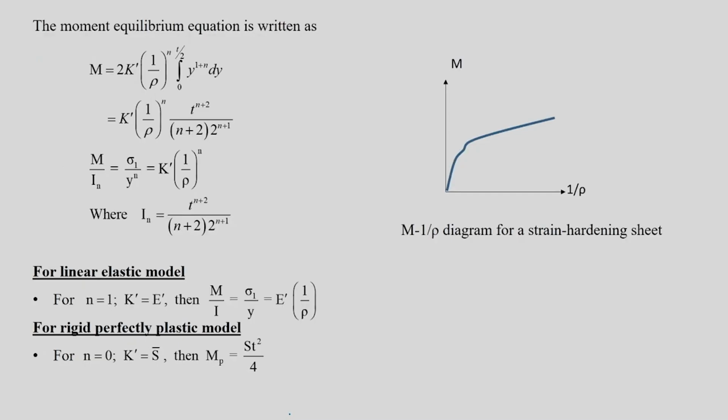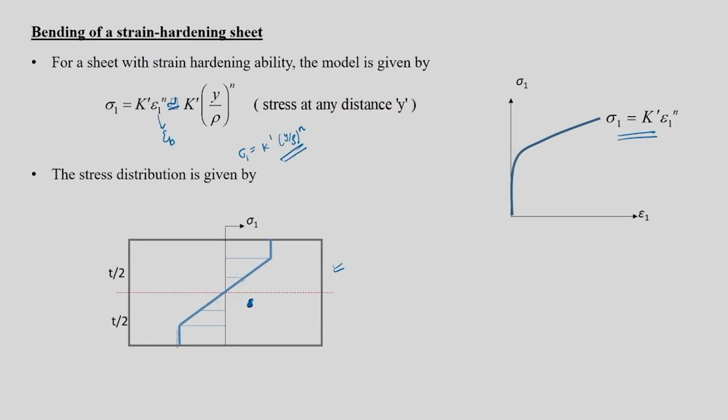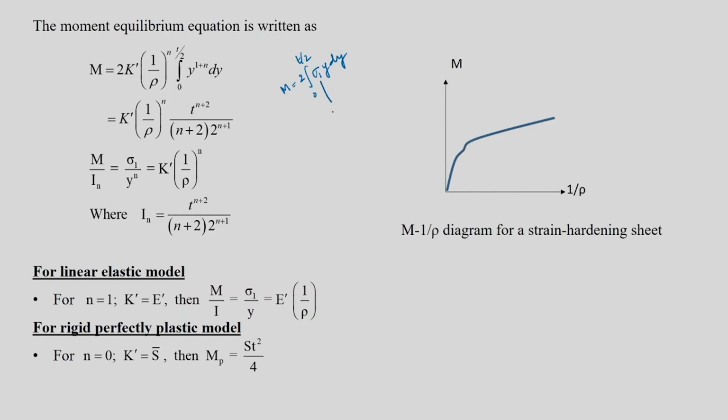You will see that your moment is nothing but I am going to write 2 times integral 0 to t by 2 of sigma 1 y dy, where sigma 1 is nothing but k dash y by rho power n. So what will happen now? 2 k dash 1 by rho power n will be there outside, 0 to t by 2 will remain, and then there will be a component of y power n. y is already there, so y power 1 plus n into dy. You can integrate it and apply your limits.